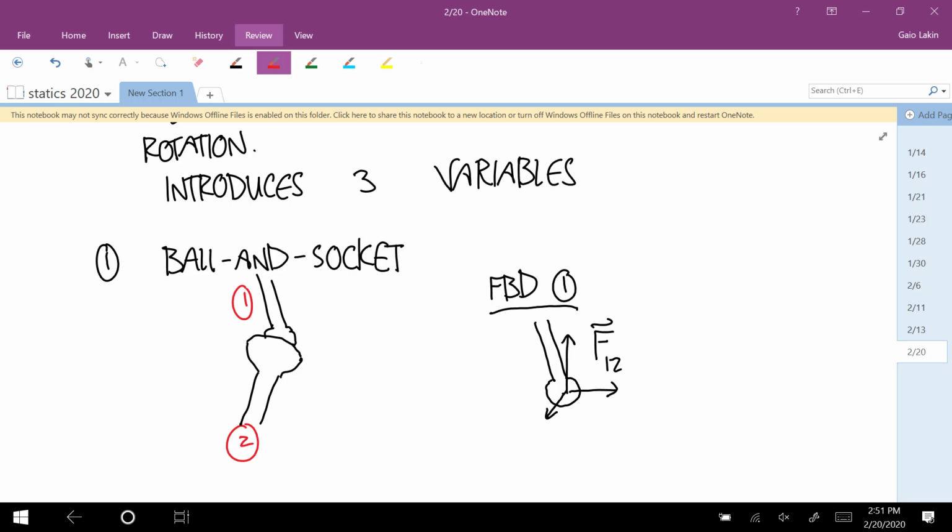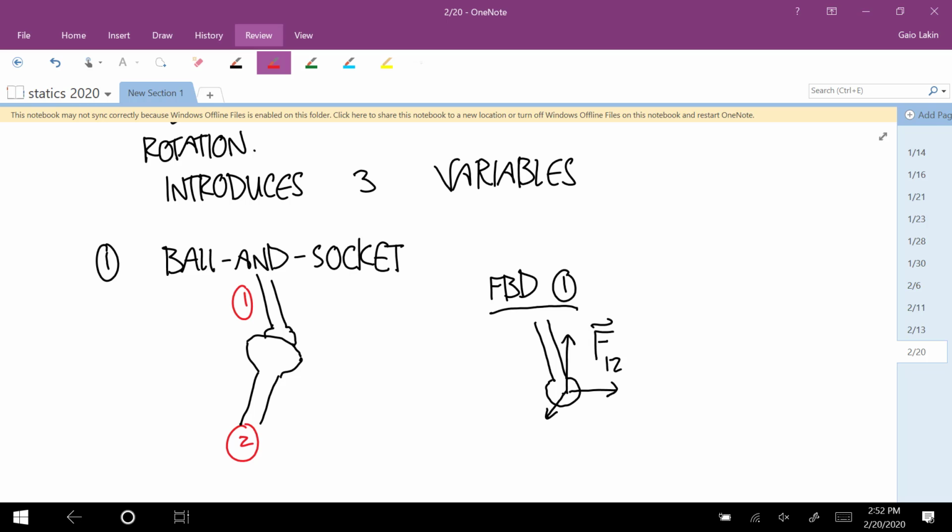But let's think about the translations. Okay, so imagine this one's fixed. The thicker one is fixed. Is there any axis where I can translate the center of that ball out of that point? No, so all translation's fixed. So it makes sense that there's a full force vector.